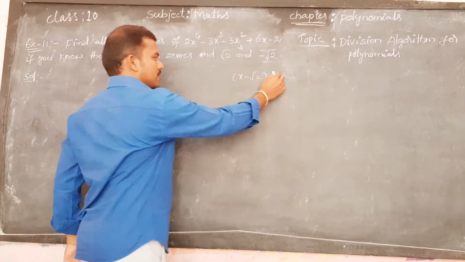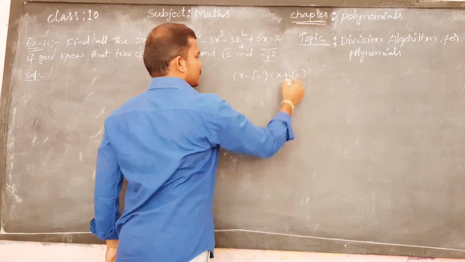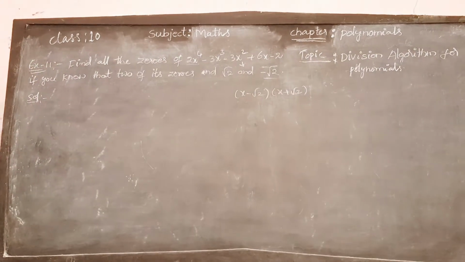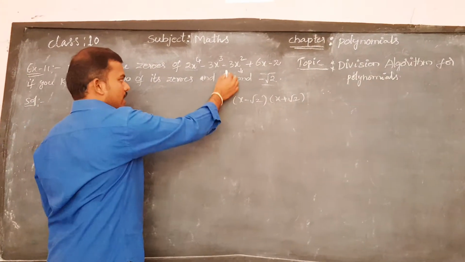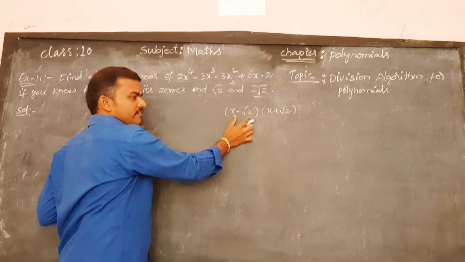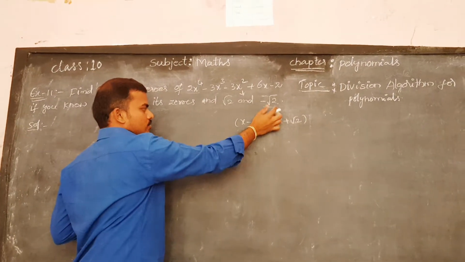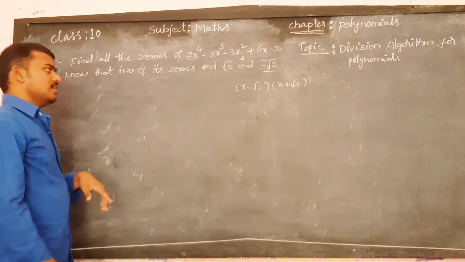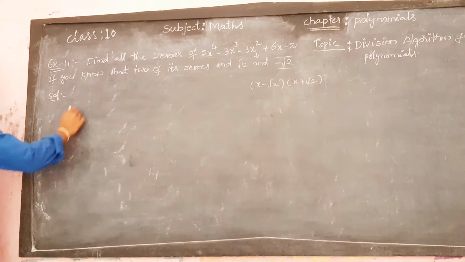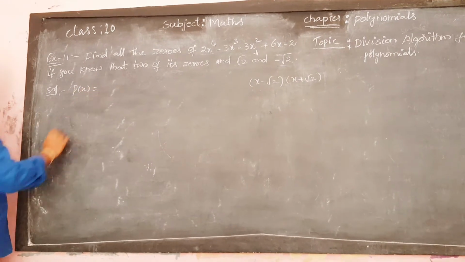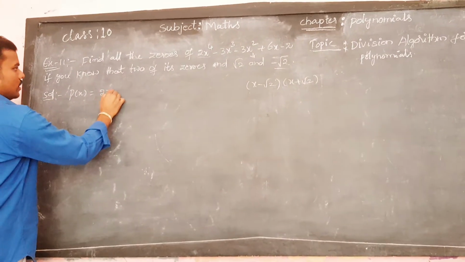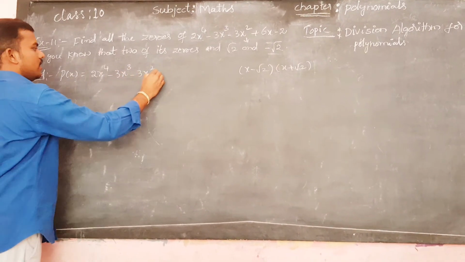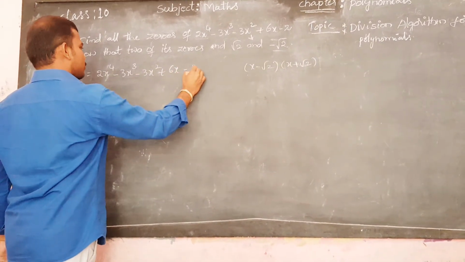So x plus √2 is a factor of the polynomial. So √2 is a zero of the polynomial, x minus √2 is a factor. -√2 is a zero of the polynomial, so x plus √2 is a factor of the polynomial. So here p of x is equal to the given polynomial, 2x power 4 minus 3x cube minus 3x square plus 6x minus 2.